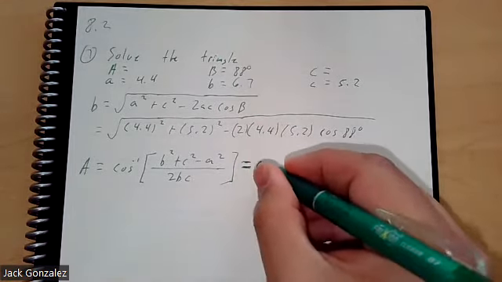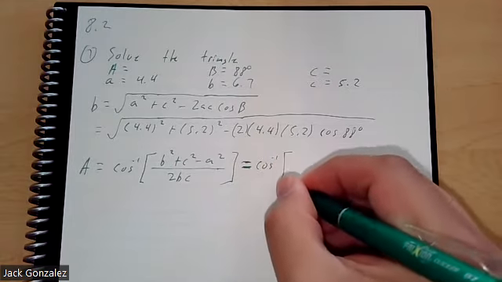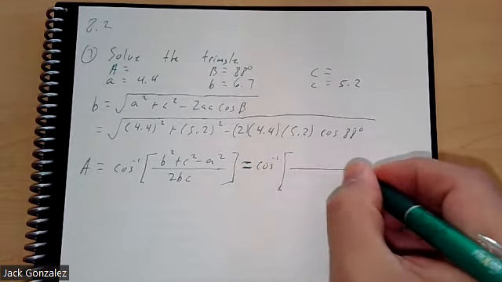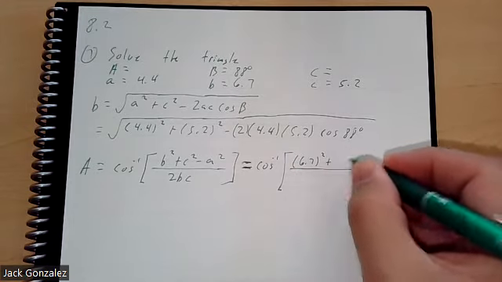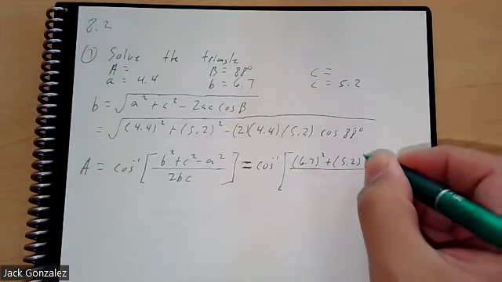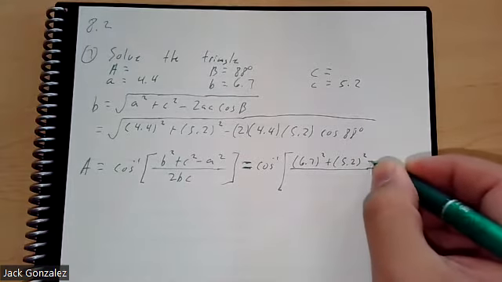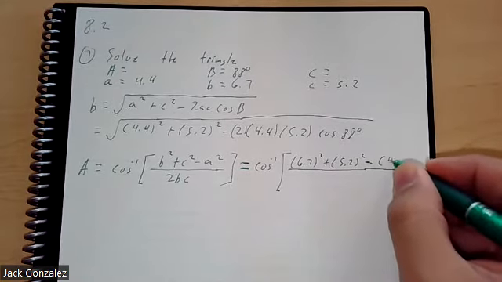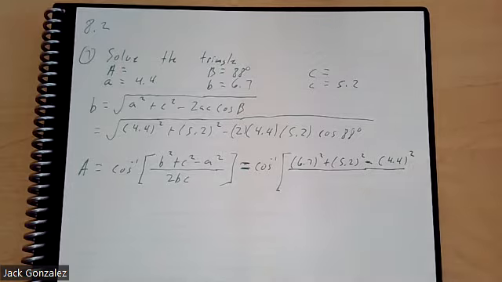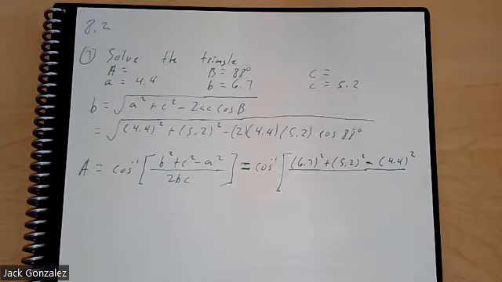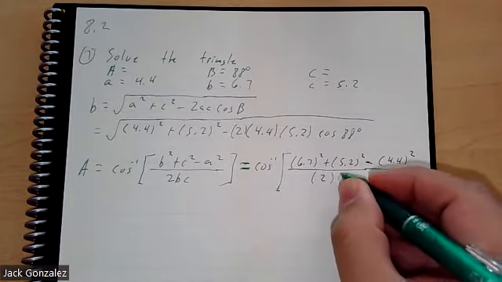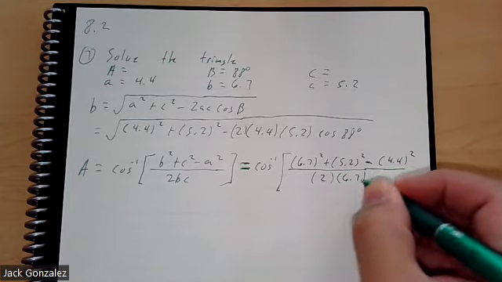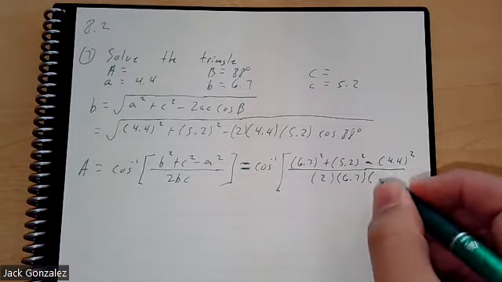So this will be cosine inverse of 6.7 squared plus 5.2 squared minus 4.4 squared. That'll be over 2 times B times C.